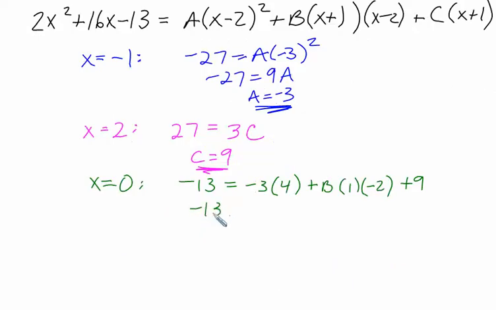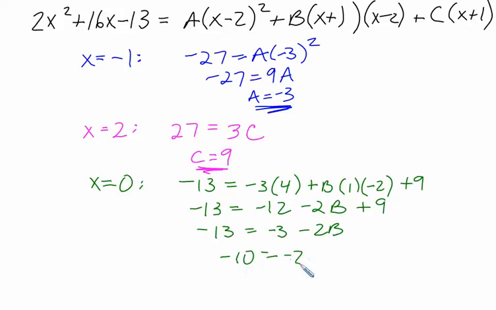Simplify things up, we get -13 is a(-12) minus 2b plus 9. So a(-13) is going to be equal to a(-3) minus 2b. -10 is equal to a(-2b), so b is equal to 5.